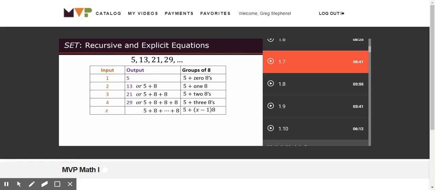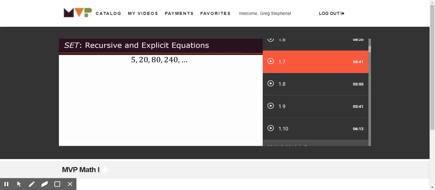This pattern continues. If x is the input number, then the output number is y equals 5 plus x minus 1 times 8. This is an acceptable explicit equation for the sequence. It is also acceptable to simplify the equation by distributing the 8 and adding like terms. Y equals 5 plus x minus 1 times 8 is the same as 5 plus 8x minus 8, which is negative 3 plus 8x. The equation y equals negative 3 plus 8x is an equivalent explicit equation.